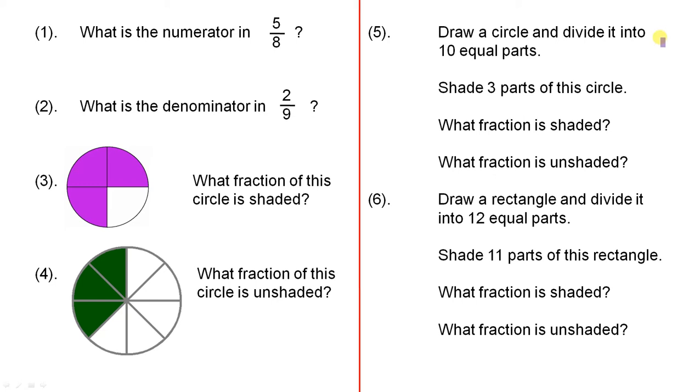Now here we have to follow the directions very carefully. Draw a circle and divide it into 10 equal parts. Shade 3 parts of this circle. What fraction is shaded? What fraction is unshaded?